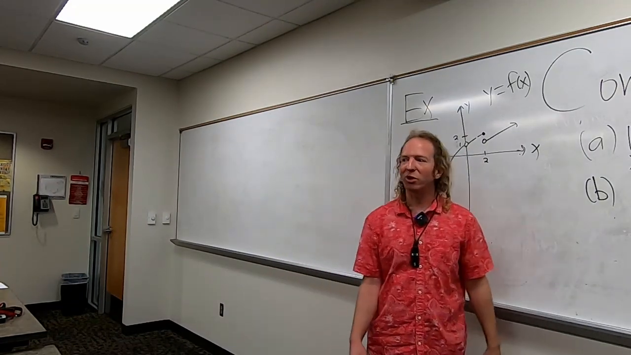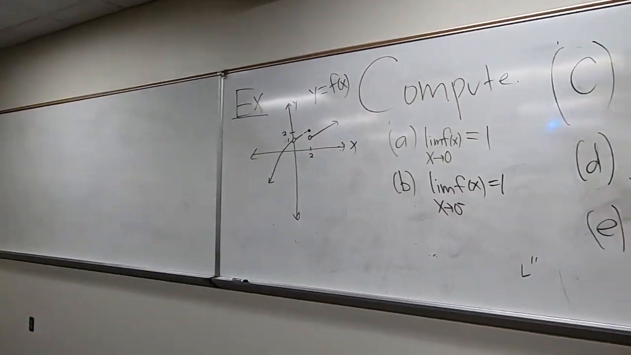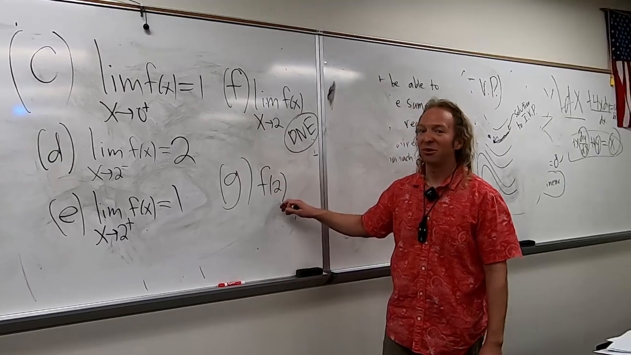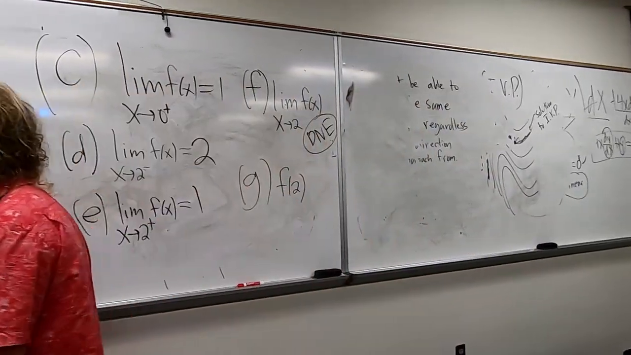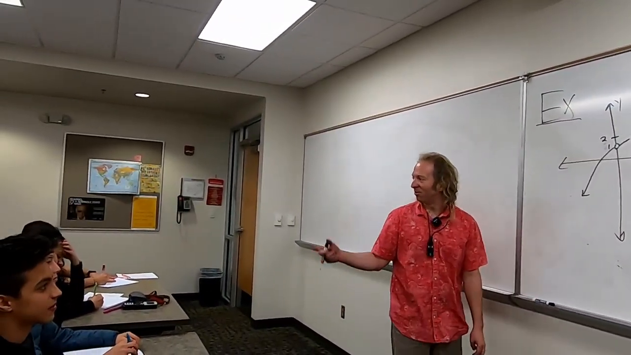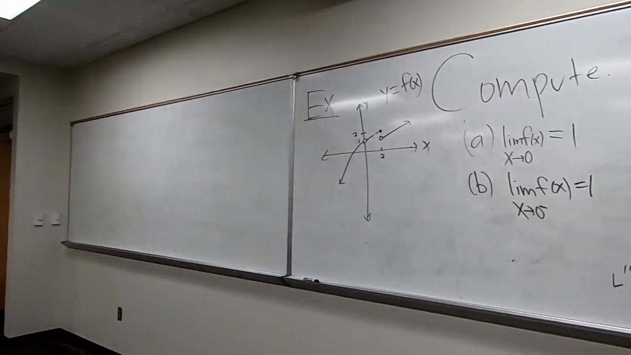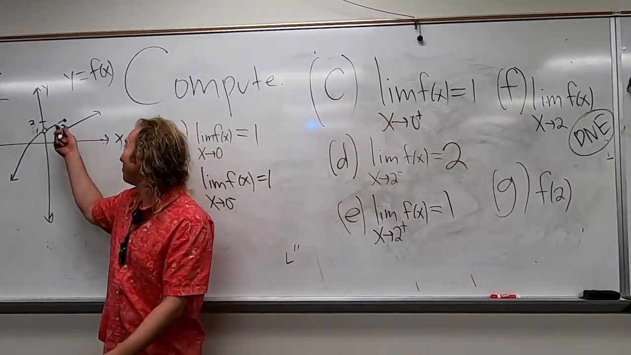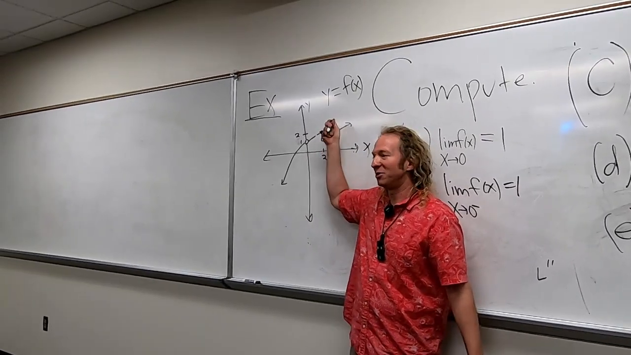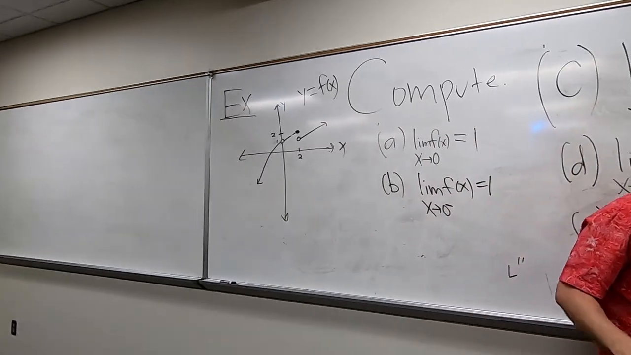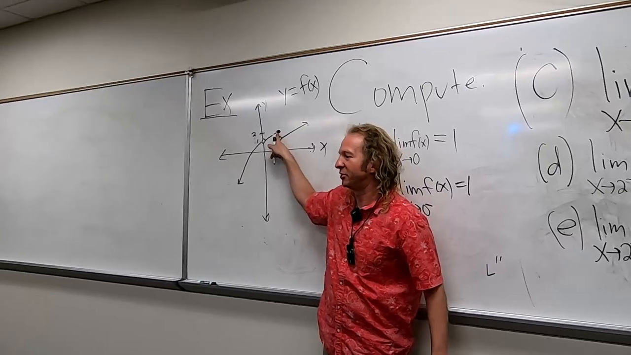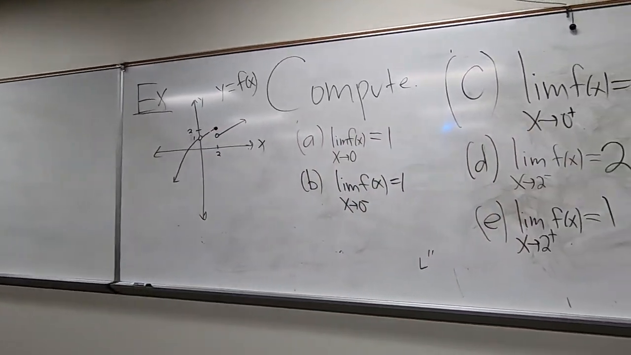Let's ask something strange. F of 2. So what? It's not even calculus, like curveball. F of 2, it's 2. Very good, it's 2. When x is 2, the y value is 2. F of 2 is the y value when x is 2. So you skip the whole and you go to the dot, right? So this is equal to 2.